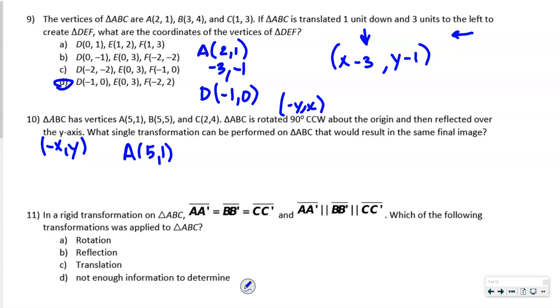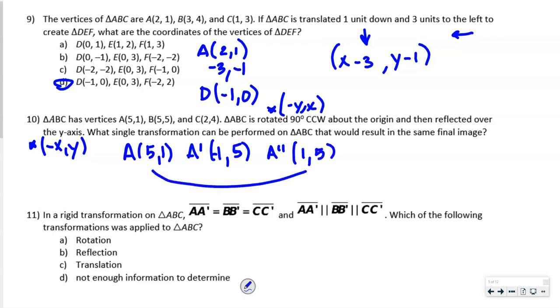So here, our A prime, if we applied this rule right here, is going to be 1 comma negative 1 comma 5, right? That's going to be our A prime. And then our A double prime, now we're going to apply this rule, okay, right here. So now we're going to change the sign of x, so it's going to be 1, 5. Okay, so now what we want to do is find the rule that goes from A to A double prime. Looks to me like they just switched, right? So this would be a reflection over the line y equals x, right? Because with that, the rule is they just flip positions, right?